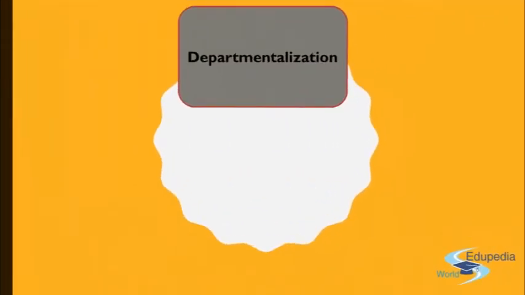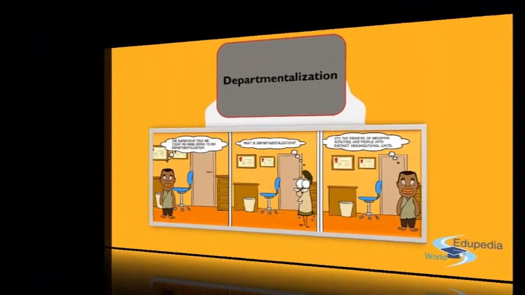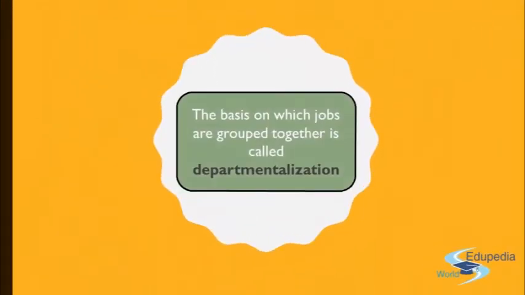Now, does your college or university have an Office of Student Affairs? I'm sure it has. Financial aid or student housing department? I'm sure it would be there. Now, once jobs have been divided up through work specialization, they have to be grouped back together so that common tasks can be coordinated. The basis on which jobs are grouped together is called departmentalization.